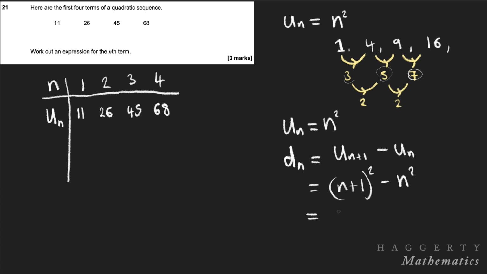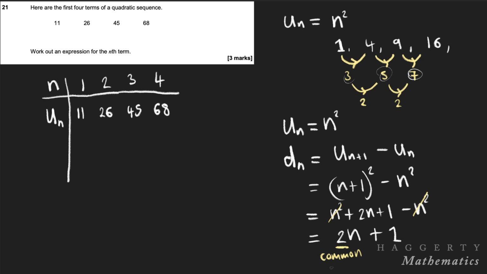(n plus 1) squared expands to n squared plus 2n plus 1, and then you're minusing the n squared, and the n squareds cancel here. You're just left with 2n plus 1. So if you're well studied with arithmetic sequences, you'll recognize this as the common difference, right?